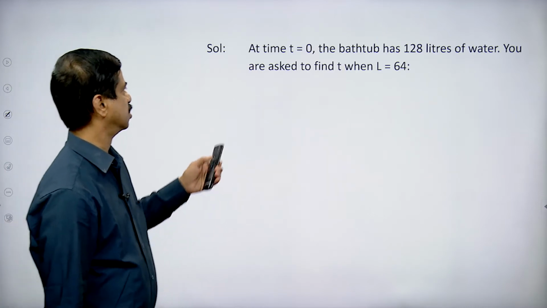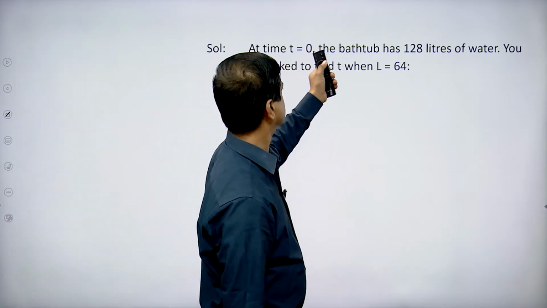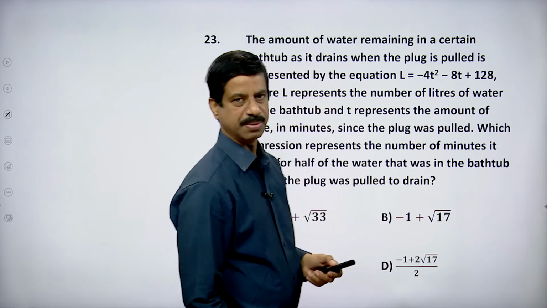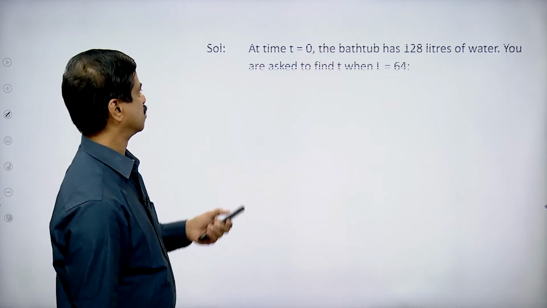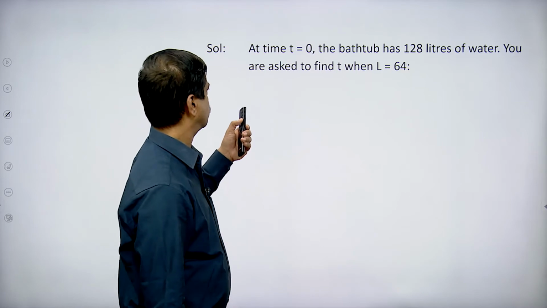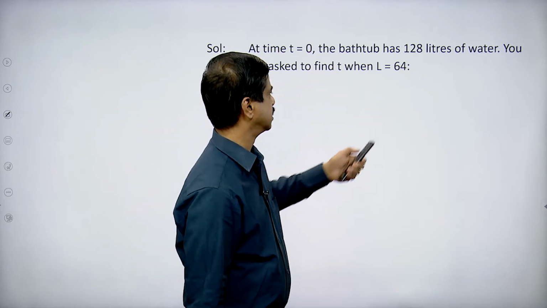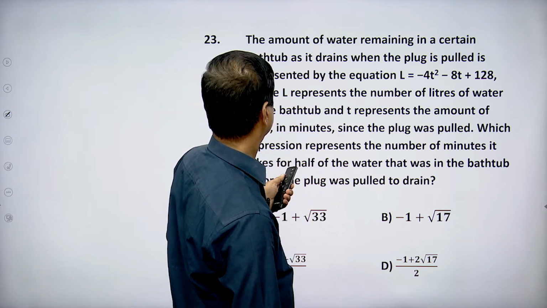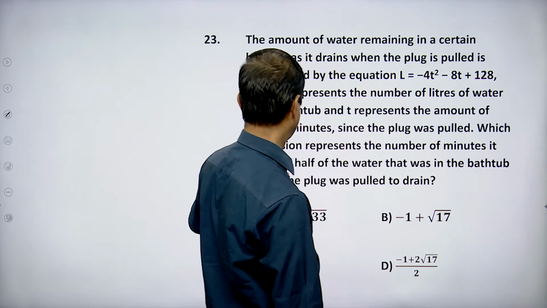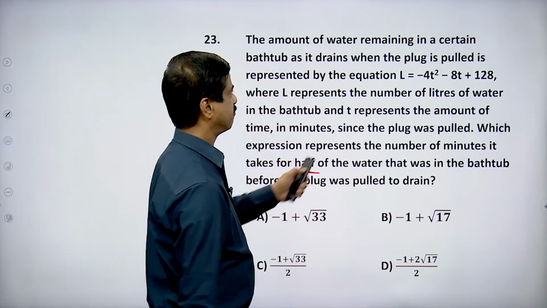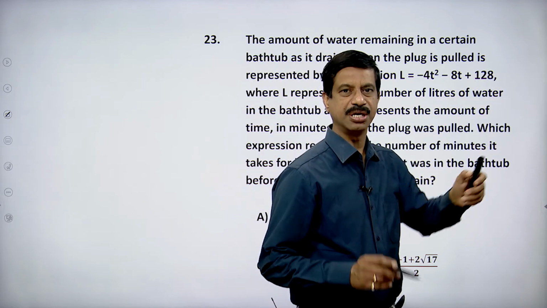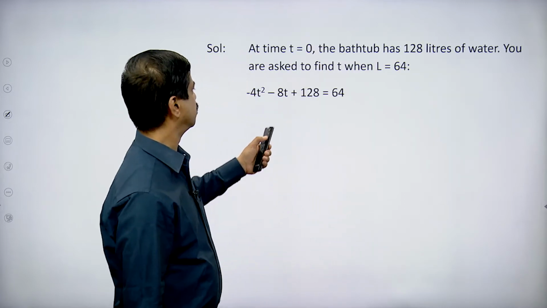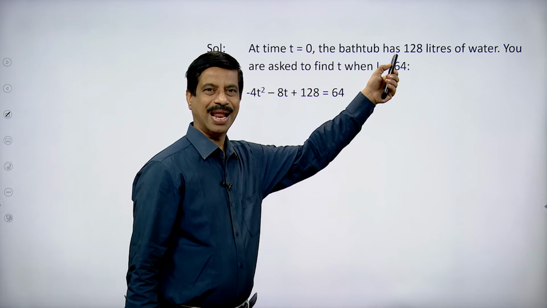So let us move to the solution now. At time t equal to 0, what is the water amount? Before the plug is pulled, it has 128 liters. Now he is asking to find t when L is 64, half of it. Half of 128, because at time t equals 0 it is 128, means 64. So now we should find out what is t when L is 64.